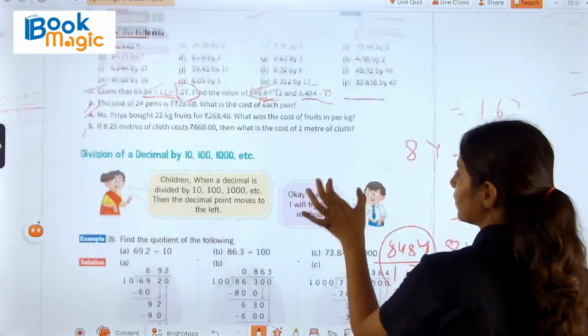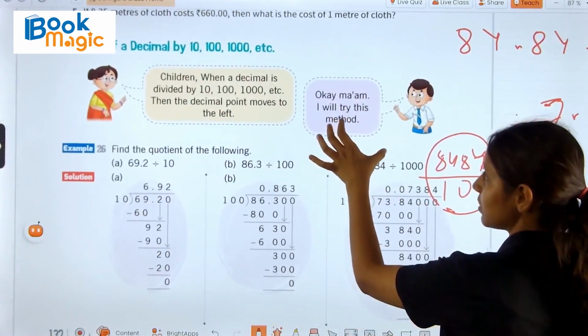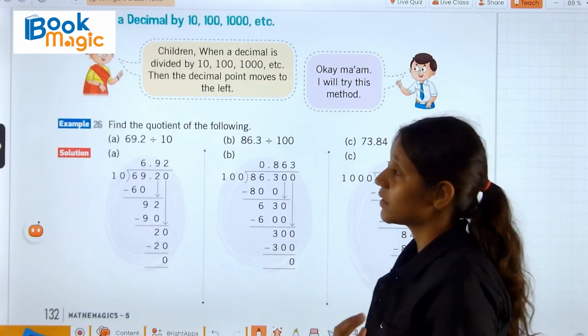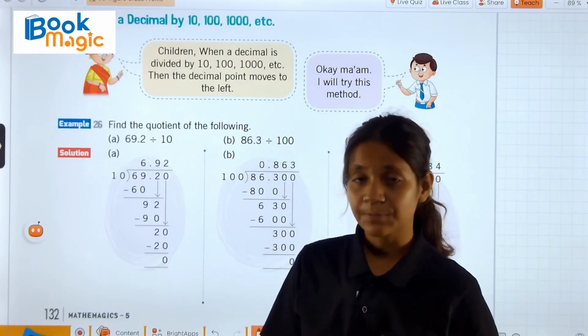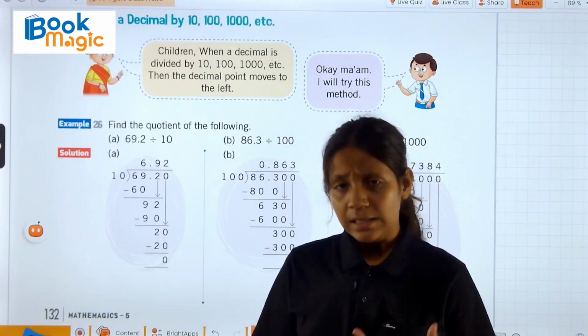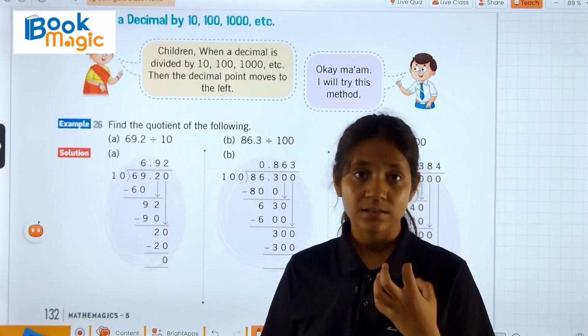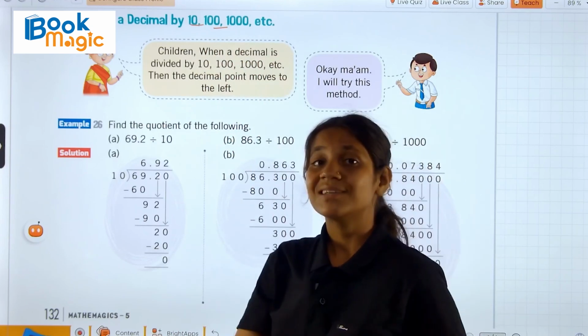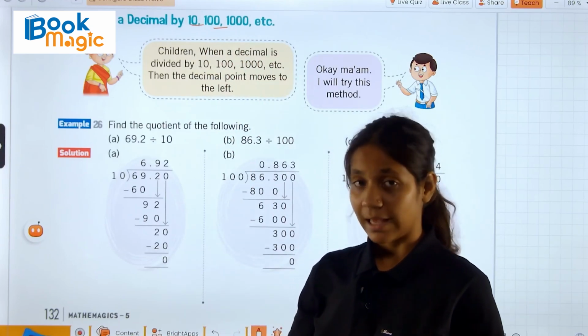Now we have the topic: division of a decimal by 10, 100 and 1000. We all know when we multiply by 10, 100 and 1000, or a multiple of 10, some concepts become easier, we find it easy. Okay, because there are some tricks. So let's find out whether there is such a trick in division too.